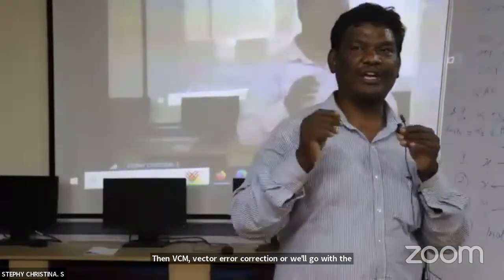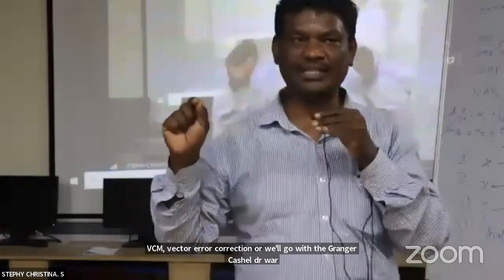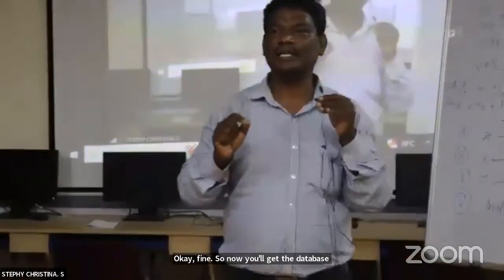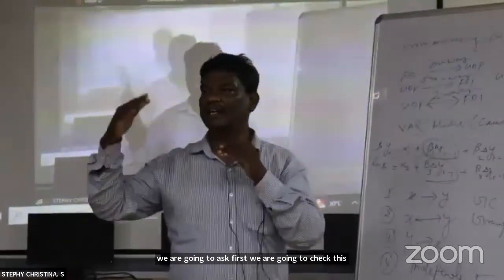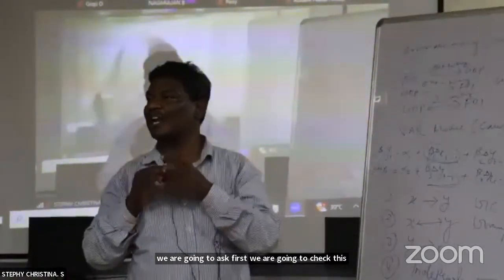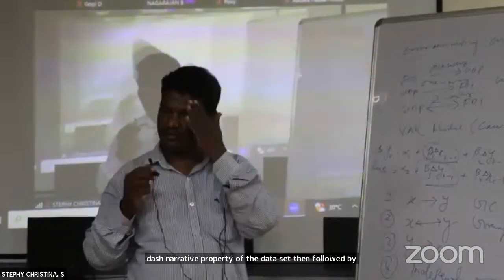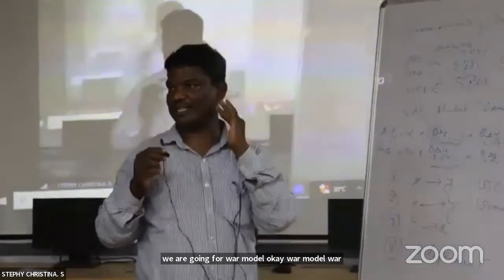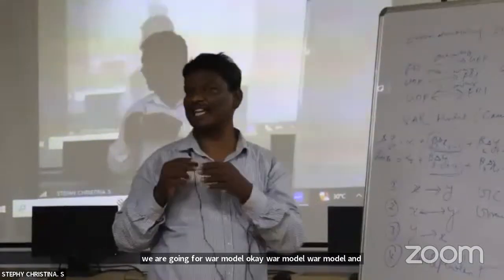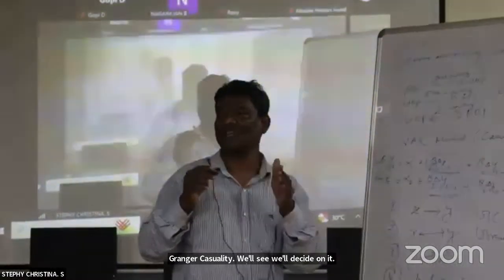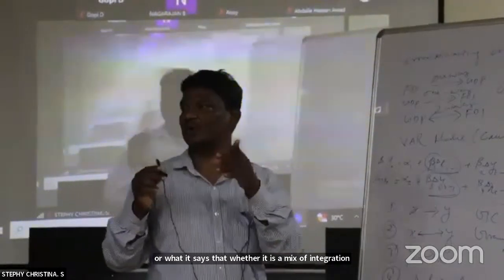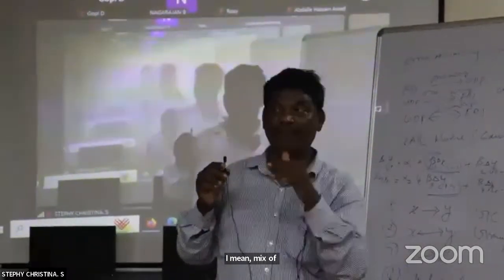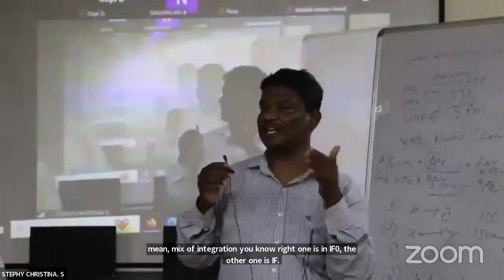Okay, fine. Now you'll get the database. First we are going to check the stationarity property of the data set, followed by the VAR model and the Granger causality. We'll decide on it based on whether it is a mix of integration, one being I(0) and the other I(1), or whether the series are stationary at levels. We'll see to it.